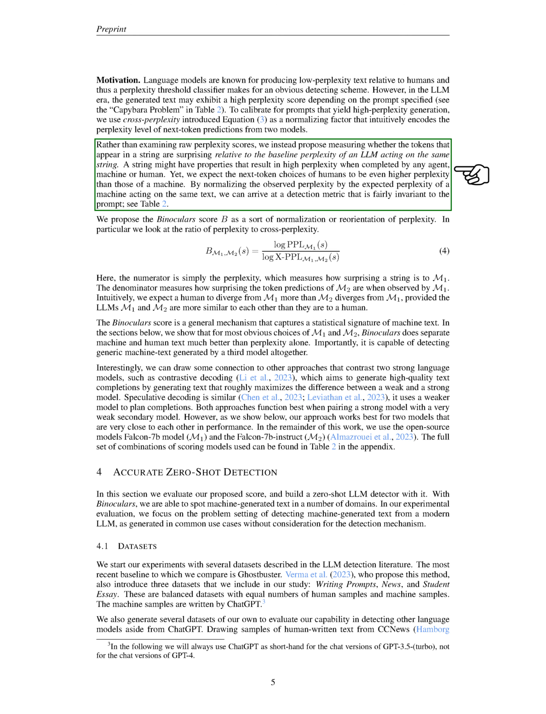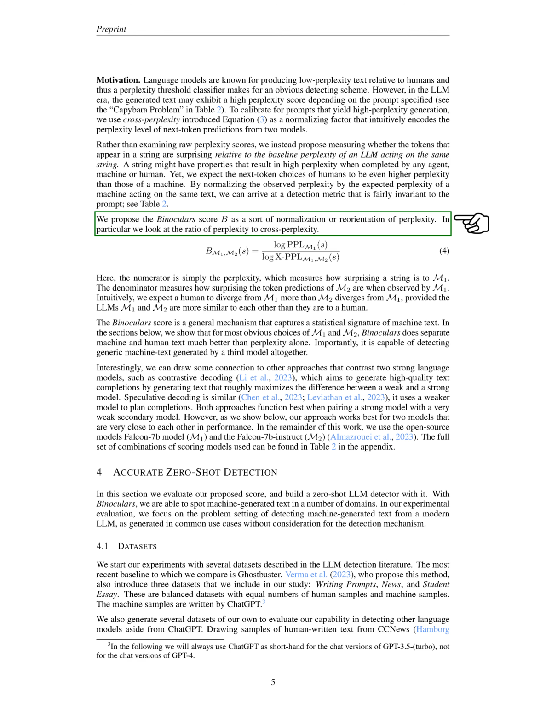By normalizing the observed perplexity by the expected perplexity of a machine acting on the same text, we can arrive at a detection metric that is fairly invariant to the prompt. We propose the Binoculars score as a sort of normalization or reorientation of perplexity. Specifically, we look at the ratio of perplexity to cross-perplexity.